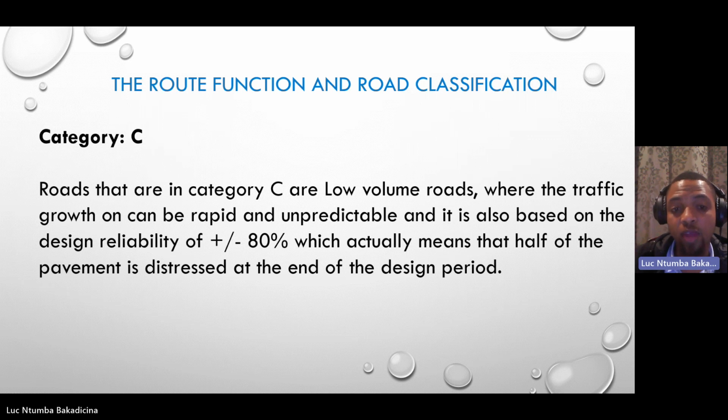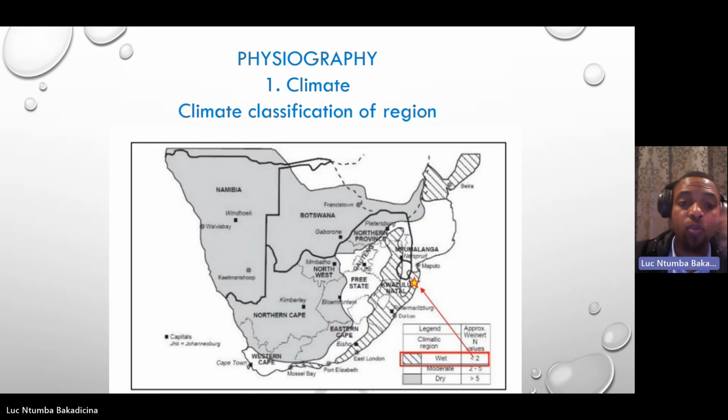and unpredictable, and the design reliability is plus or minus 80%, which means that half of the pavement will show distress at the end of the design life. While trying to develop this road, there are a couple of things that we had to look into, and the most important was the physiography of this particular region.